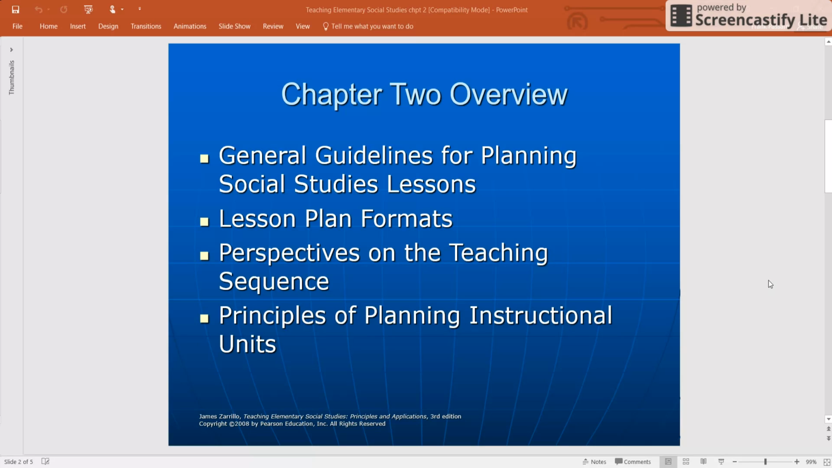Units also have to be integrated. Activities have to follow a logical sequence. Units should have a variety of resources, and those resources are going to be important, particularly in the lower grades. Those resources should include manipulatives, things that students can put their hands on. Finally, we're going to get into the principles of planning instructional units, and we can talk a little bit about that as we move through the evening.